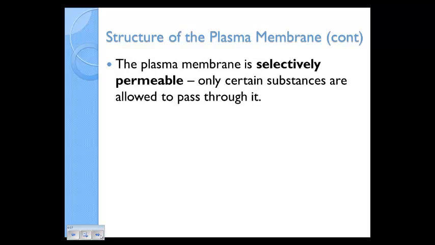Now the plasma membrane is selectively permeable. Permeable means able to pass through. Impermeable means it's not able to pass through. We call the plasma membrane selectively permeable because it only allows certain substances through it.